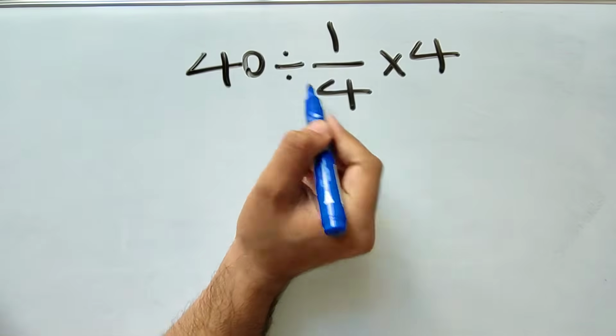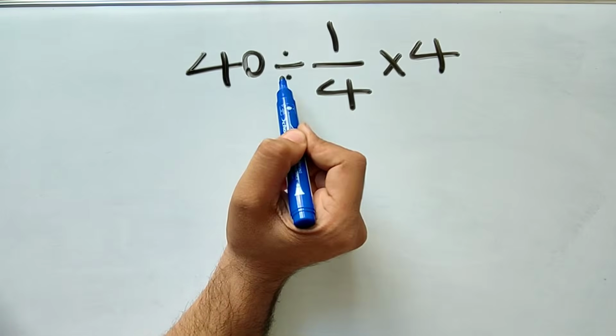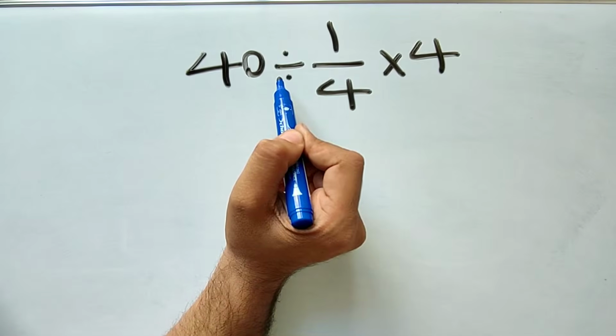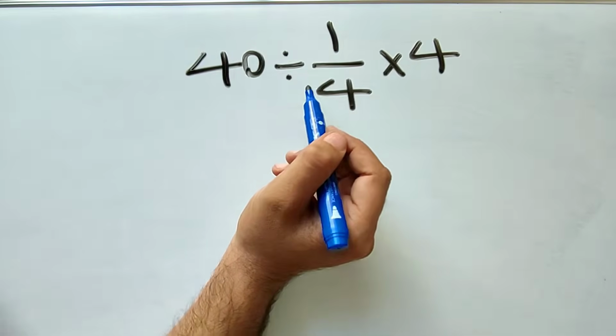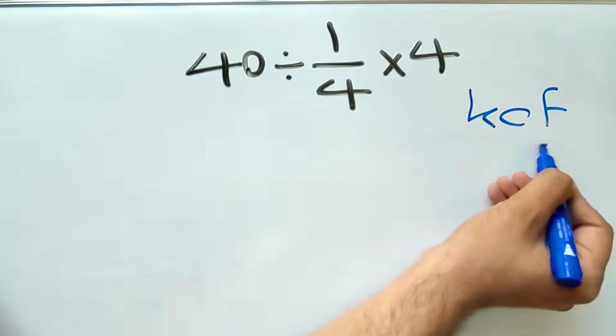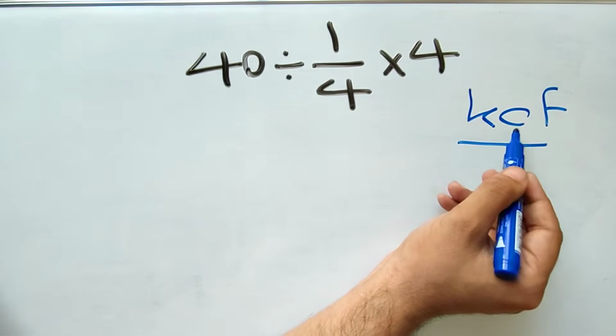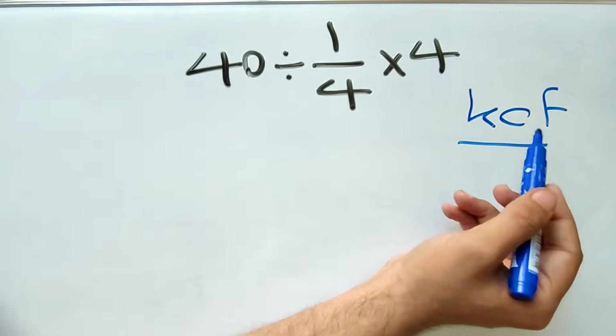Today I want to find the value of this expression. As we know, multiplication and division are equally important in order of operations. So according to the KCF, that is, keep first fraction, change division to multiplication, and flip the next fraction.